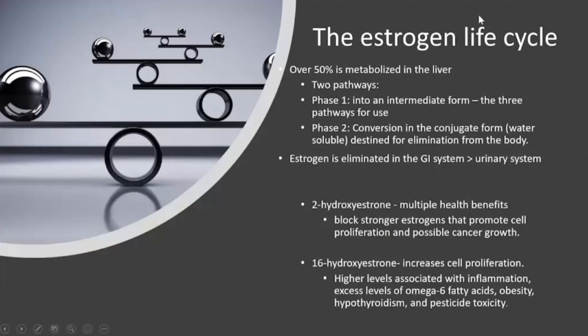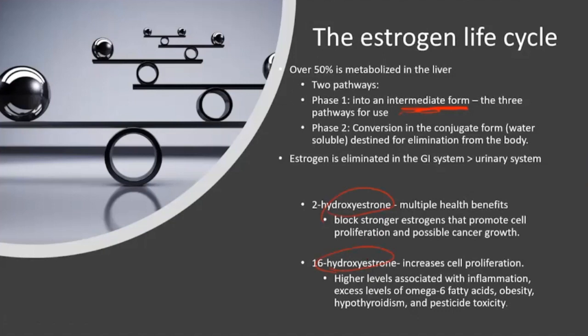Okay, so what does the estrogen life cycle mean, and why do we care about this? Well, it's really important because we need to understand what happens to estrogen in the body. First of all, it's metabolized in the liver. It has two pathways. The first pathway takes it to intermediate forms called hydroxyestrones, and those are the ones that the body uses. There's actually three. The fourth one we're not going to talk about because it's not important to the talk today.